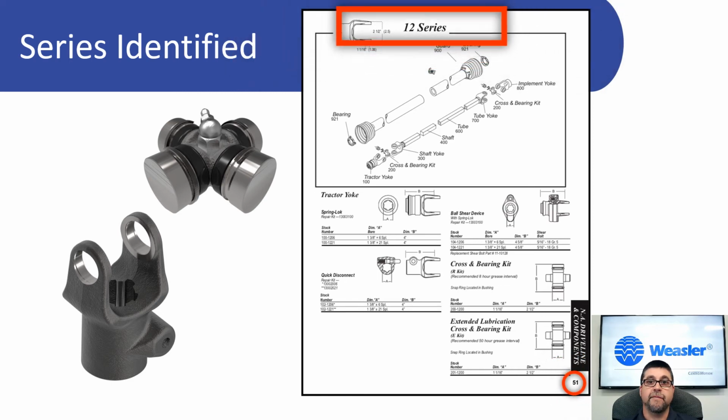On page 51, identified at the top of the page, you will see 12 series called out. This is where you need to be based on the identification you made prior.